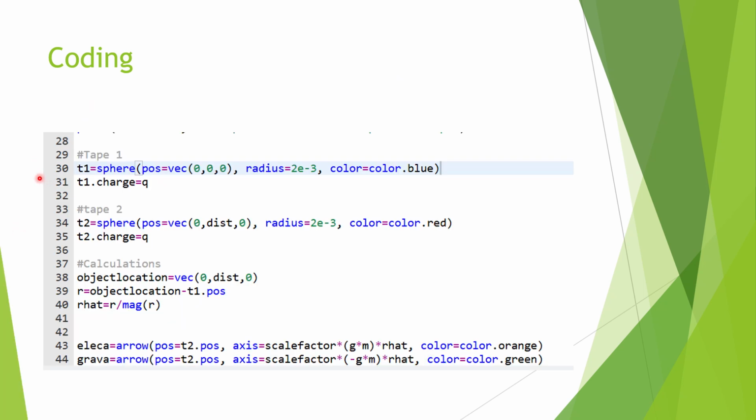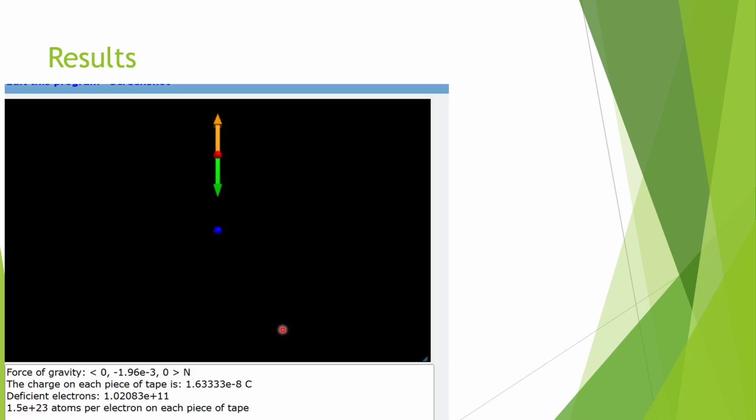And this slide of coding was just to get the image right and the results and the arrows, and it gave this result, which this is the suspended piece of tape and this is the piece of tape held under it, and this green arrow represents the force of gravity and the orange arrow represents the force of the electricity.